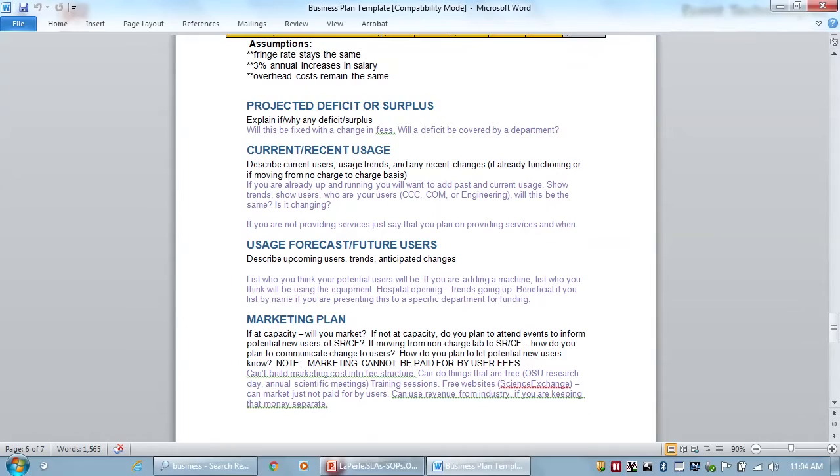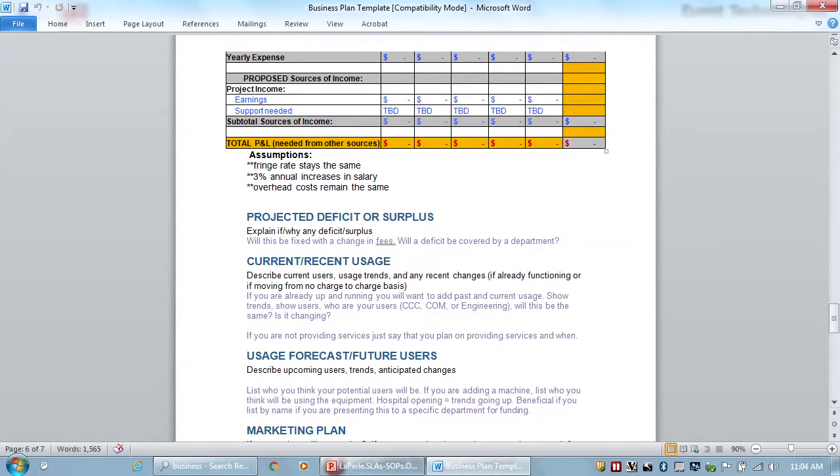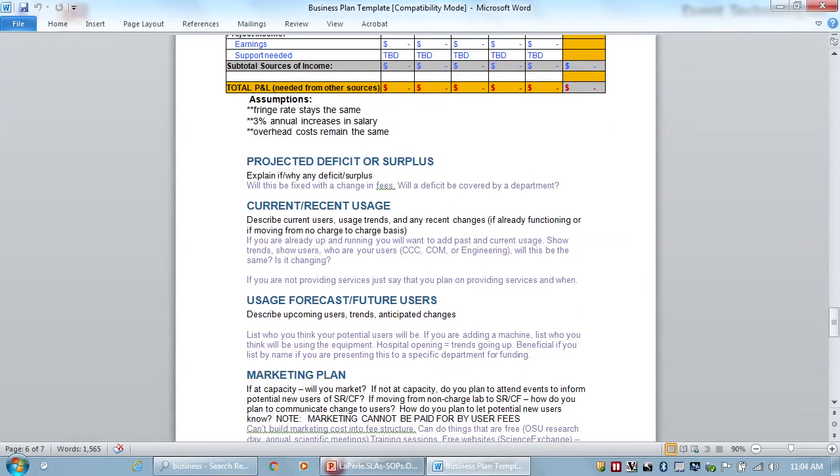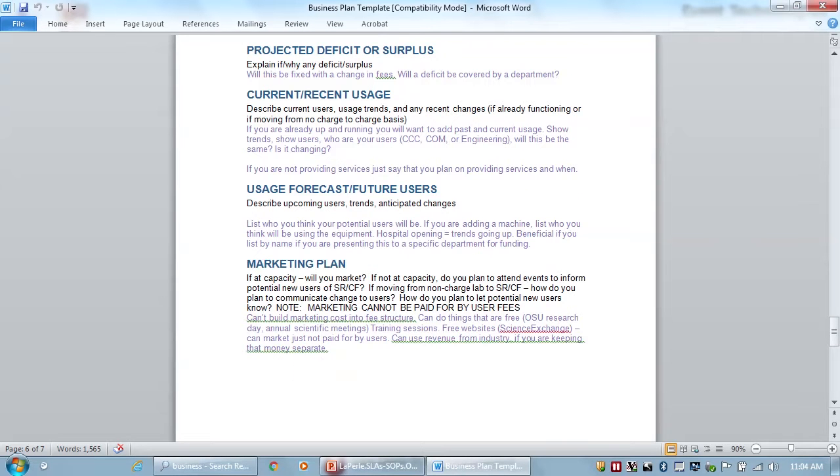And you'll want to talk about, well, the last line of the budget, which is your projected surplus or deficit. So you'll need to talk about why you are ending in a surplus or deficit, and what you are going to do to fix it. Then you'll talk about your usage.